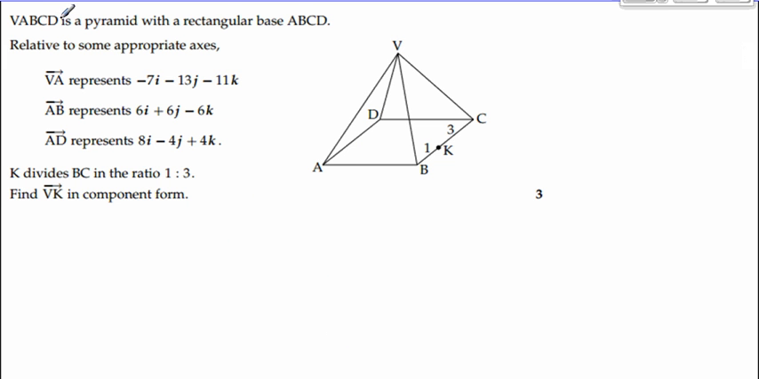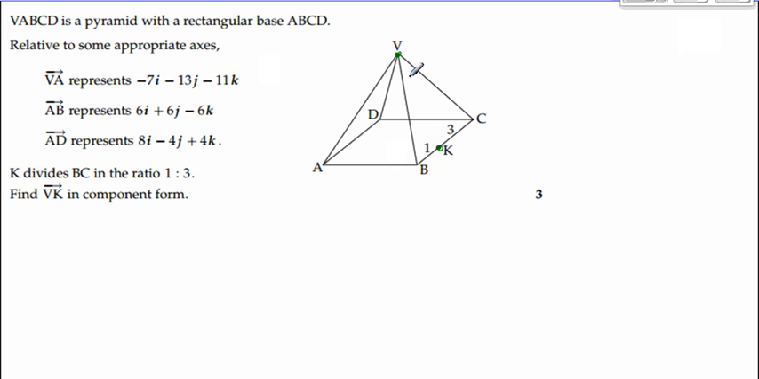Okay, we're flying. Question 7. That's a question that a lot of kids that I've worked with struggle with at first, but as soon as they see how to do it, they jump right into it and find it really easy. Now here you have information about 3 vectors, v to a, a to b, and a to d. K divides this side in the ratio 1 to 3, and you want to find the vector vk in component form. That means you have to start at v and end at k to get that vector.